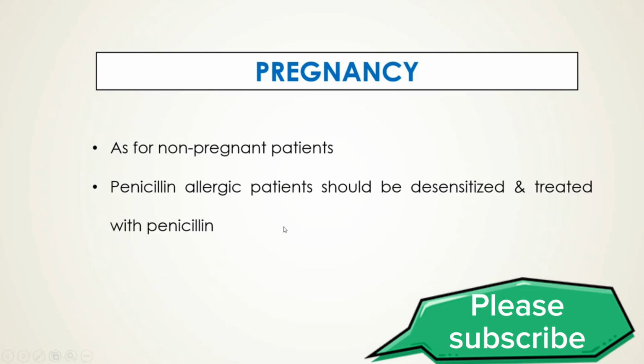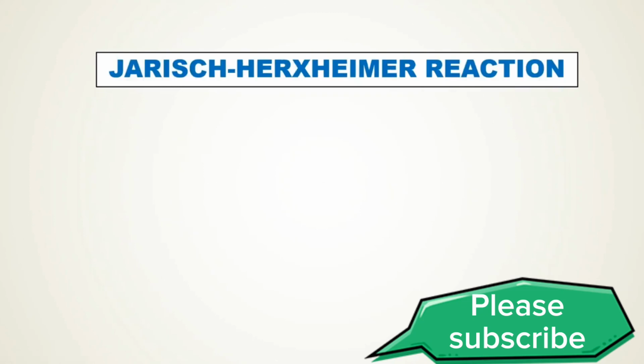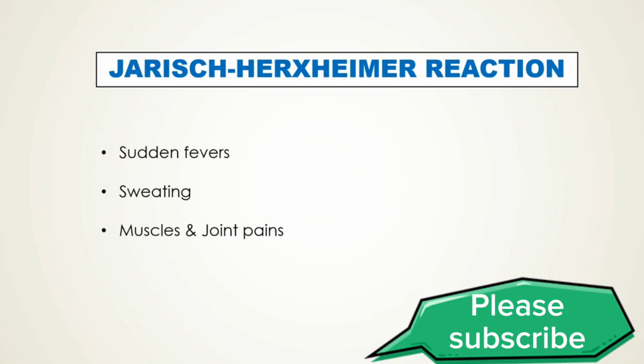Lastly, penicillin therapy at all stages of syphilis can be complicated by the Jarisch-Herxheimer reaction. So it is very important to watch out for the Jarisch-Herxheimer reaction, which is when spirochetes die and break open. When these spirochetes break open, they release a lot of antigens, which are like foreign particles, and these can overdrive your immune system. When your immune system gets overdriven, this results in sudden fevers, sweating, muscle and joint pains that may last for a few hours to a few days, right?